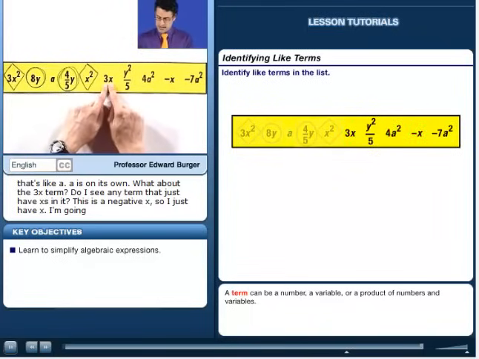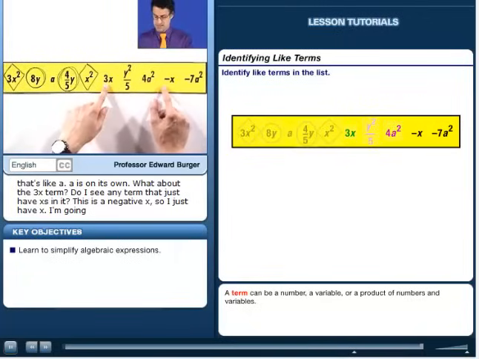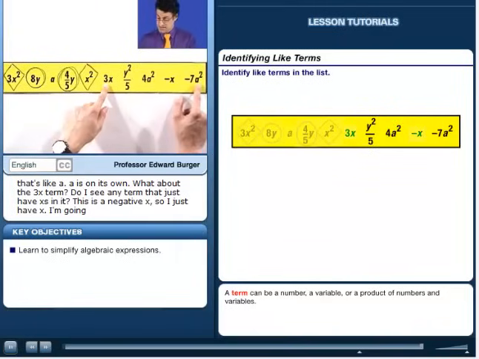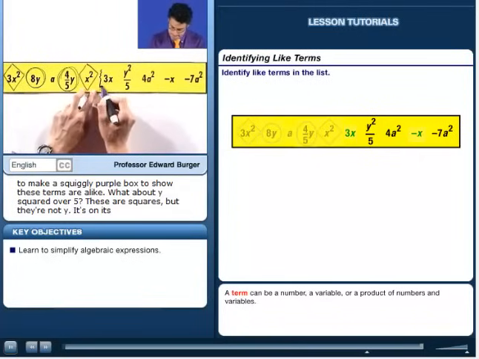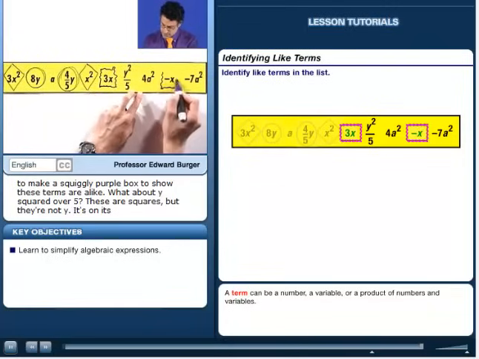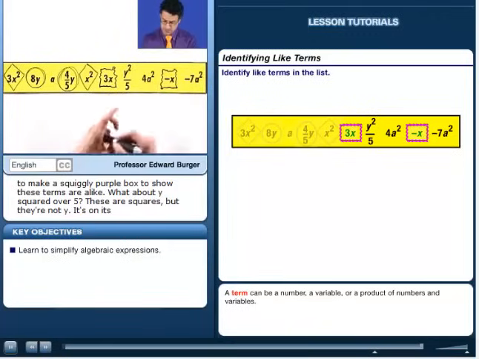What about this 3x term? Do I see any terms that just have x's in it? Well, these have y squareds. These have a squareds. This is a negative x, so that's x, and this is an a squared. So I'm going to use the purple and make a squiggly purple box to show these are actually like terms.